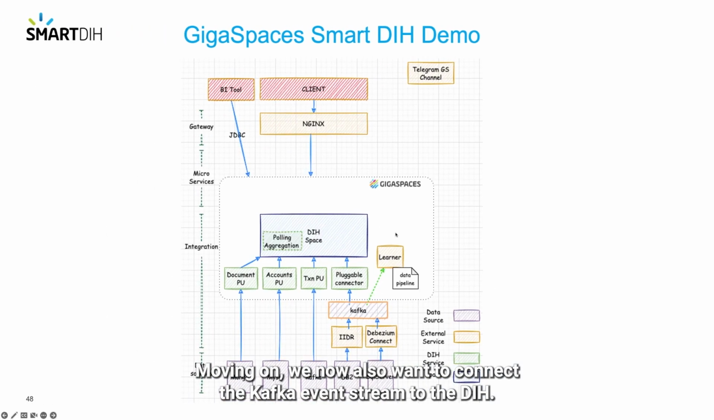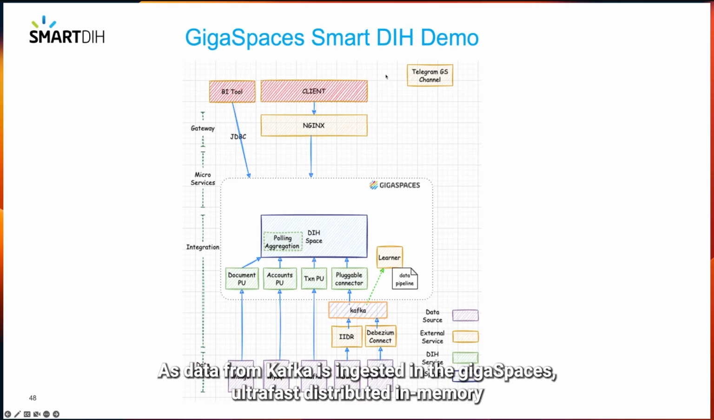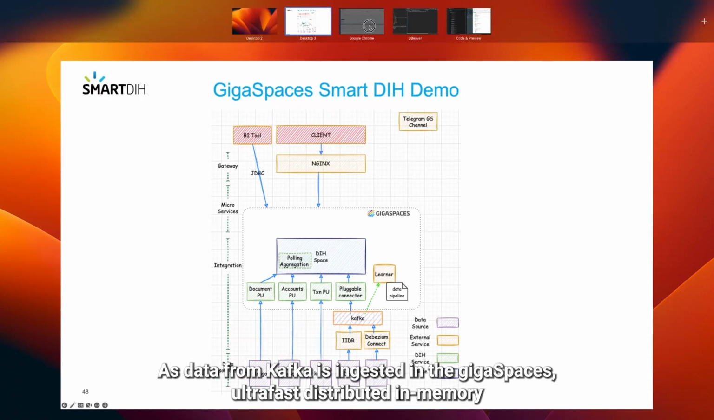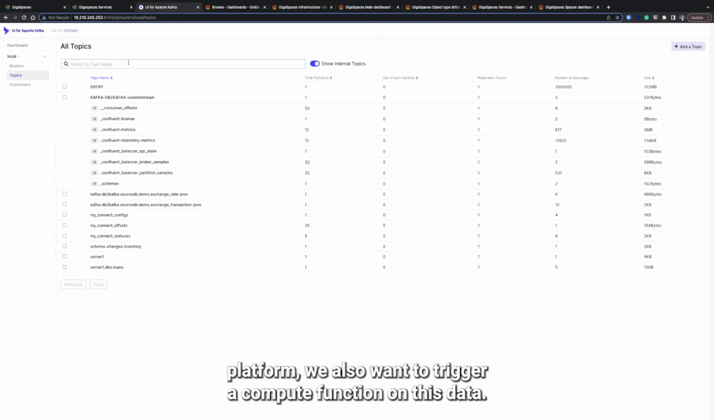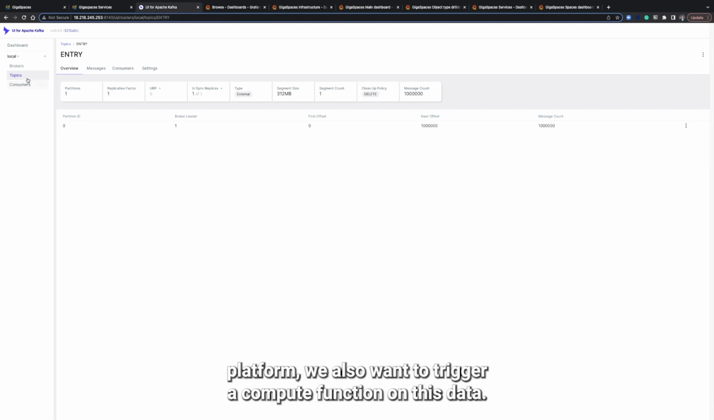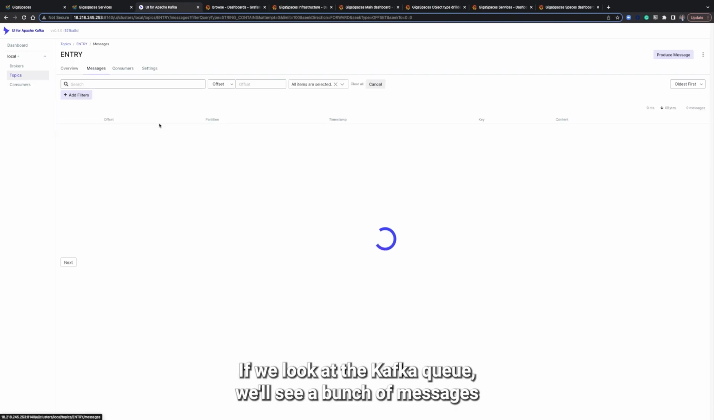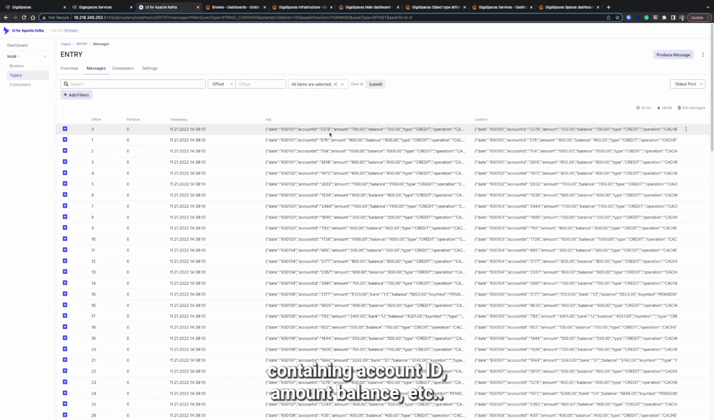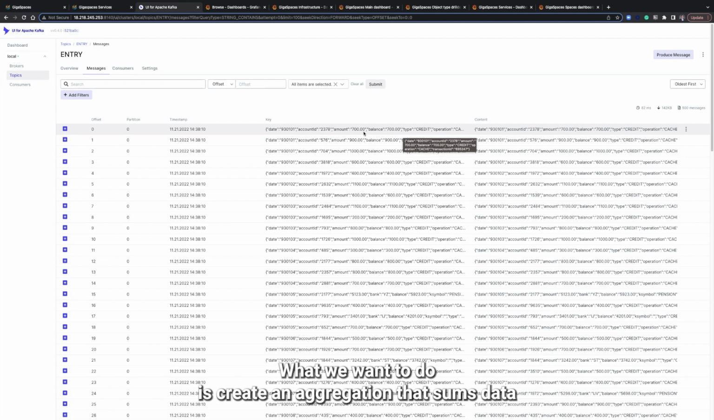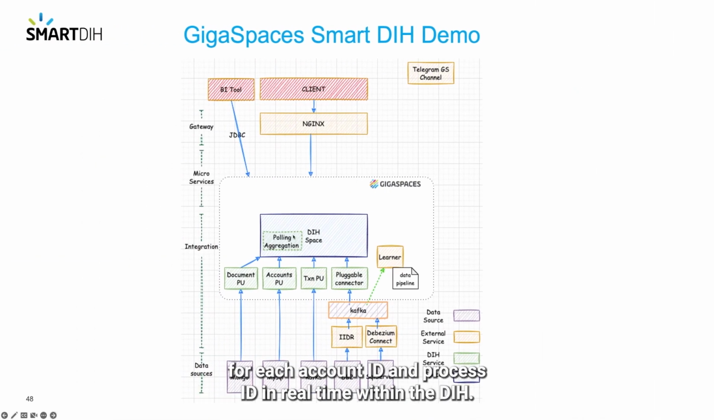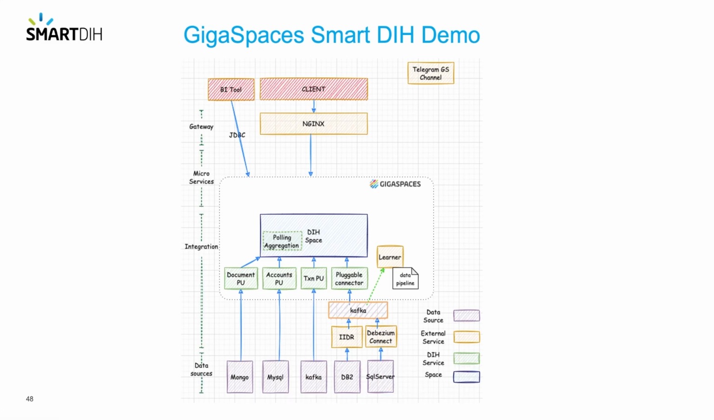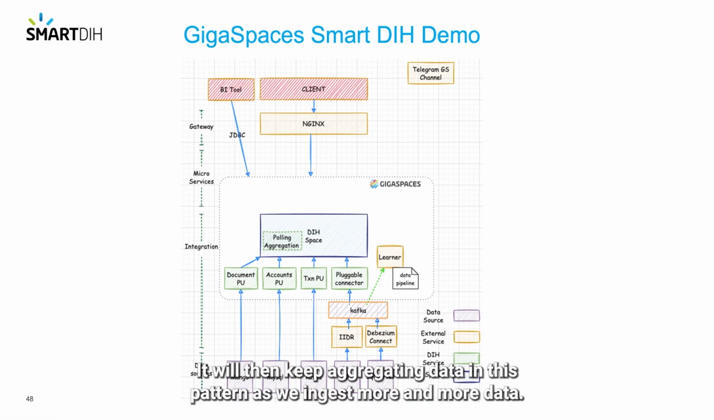Moving on, we now also want to connect the Kafka event stream to the DIH. As data from Kafka is ingested in the Gigaspaces ultra-fast distributed in-memory platform, we also want to trigger a compute function on this data. If we look at the Kafka queue, we'll see a bunch of messages containing account ID, amount, balance, etc. What we want to do is create an aggregation that sums data for each account ID and process it in real time within the DIH. It will then keep aggregating data in this pattern as we ingest more and more data.